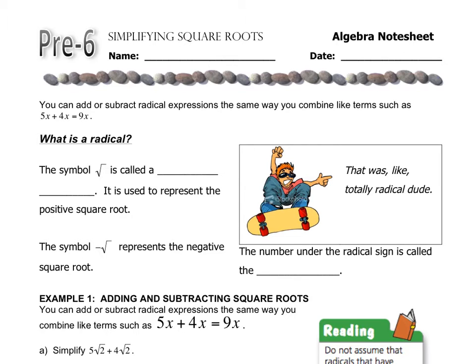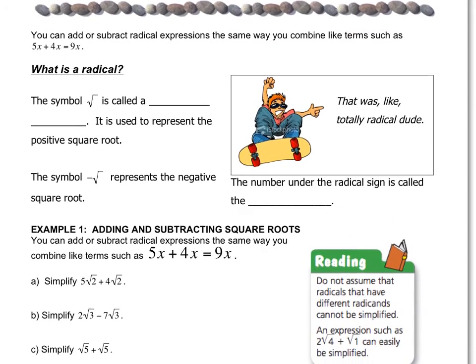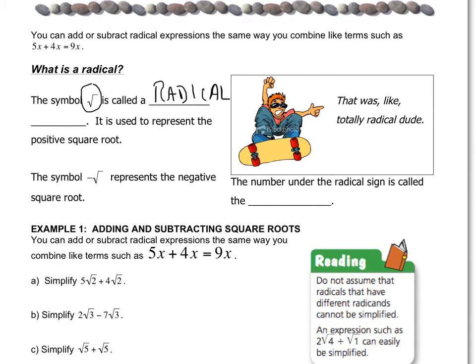So for example, 5x plus 4x equals 9x. If we have radical expressions with the same endings, then we can add or subtract them just like your regular like terms. The symbol that we see right here is called a radical sign. Basically, it's used to represent the positive square root of something. When you see just the regular radical sign, that's the square root sign, we are looking for the positive square root.